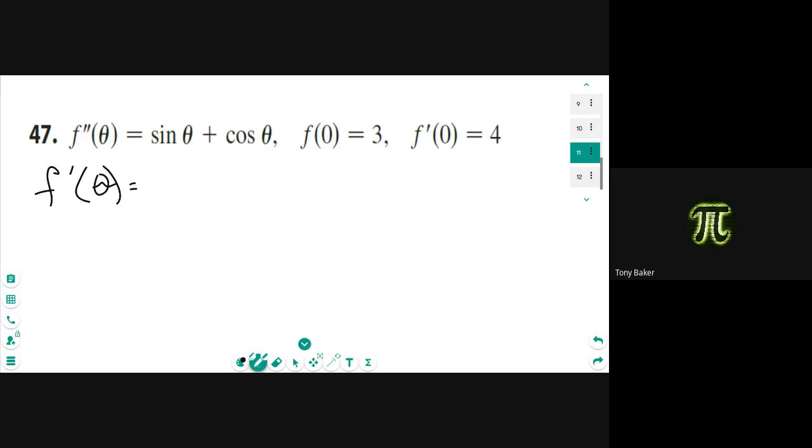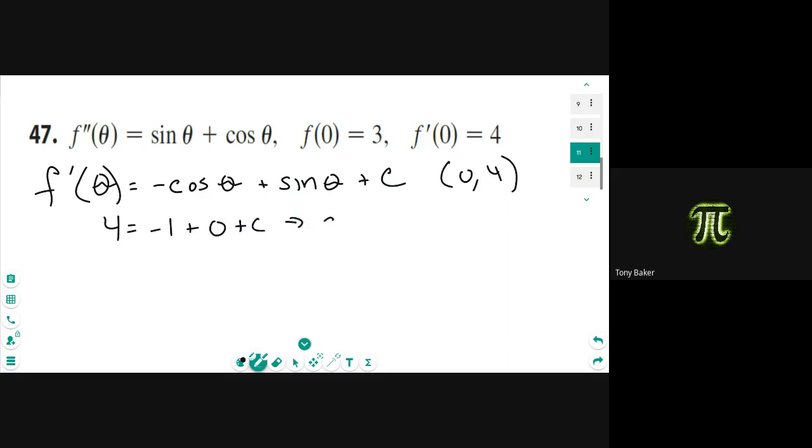What's the antiderivative of sine? What's the antiderivative of cosine? Plus c. They give me this information. So at this point, 0 and 4. What's cosine of 0? Sine of 0? So C is 5.